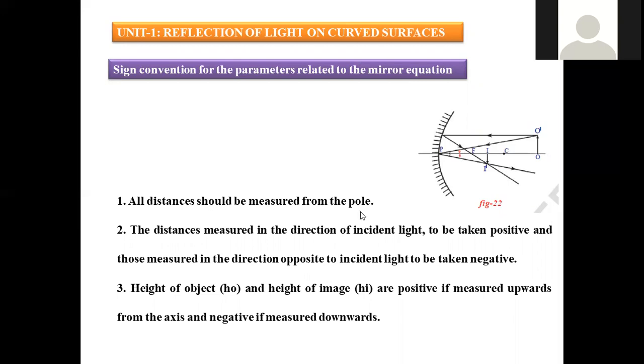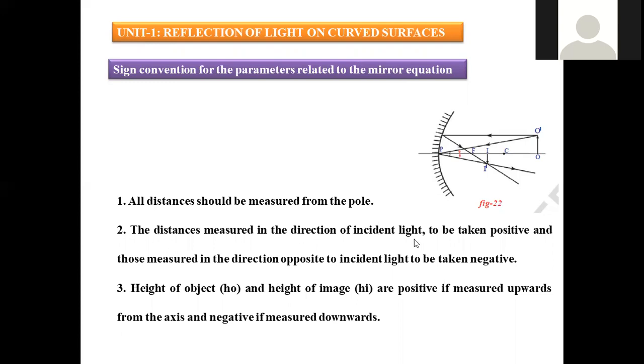All distances should be measured from the pole. With respect to the pole, P denotes what? Pole point, where the principal axis is going to be bisecting the curvature of this concave mirror. So that is denoted as P. P is nothing but the pole point, right? Here, the line drawn from this pole point is known as the principal axis.